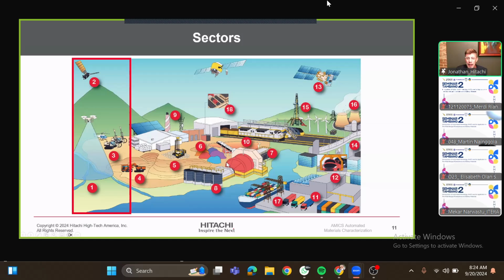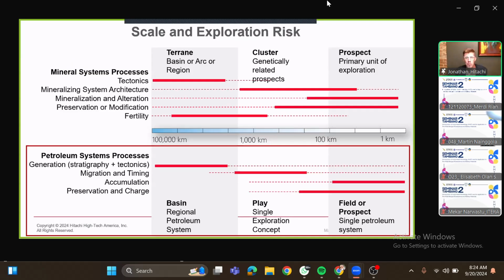So when we're doing mineral exploration, we're really looking at scale and exploration risk. And our job as a geologist is really to try to refine the mineral system understanding so that we can go from the terrain scale, which is like the basin, the arc, or the region, and we can identify clusters of prospects. Trends is another word that we could use here. And then from those clusters of prospects, vector towards individual prospects.